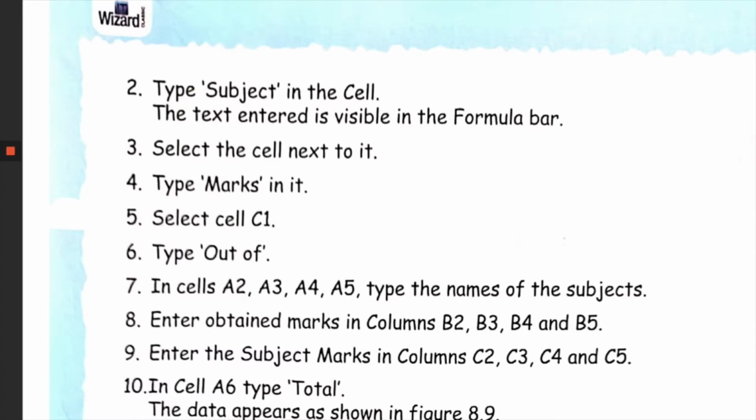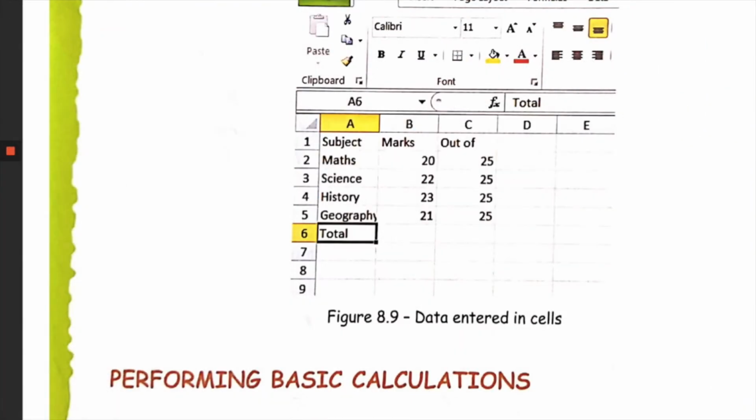In cell A6, type total. The data appears as shown in figure 8.9. Look at the picture 8.9. Here you can see subject in A1, marks in B1, out of in C1. Below that, in column A and row 2, you can see the name of the subject maths written. So in A2 you write maths, A3 science, A4 history, A5 geography. The marks obtained are also given out of how much in C2, C3, C4 and C5. Then the total is typed in A6.